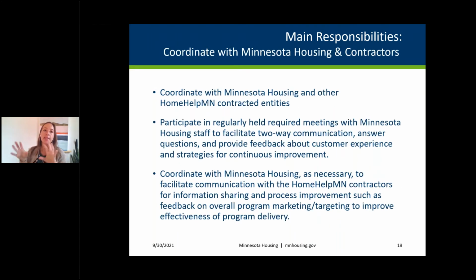And then also recognizing that this fits within the larger HomeHelpMN program. So really having that active coordination with Minnesota Housing and the other HomeHelpMN contracted entities, we know that there'll be informal coordination as well as setting up some formal meetings and other avenues to make sure that we're in relationship and in conversation.